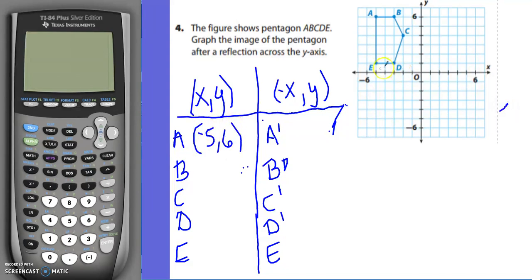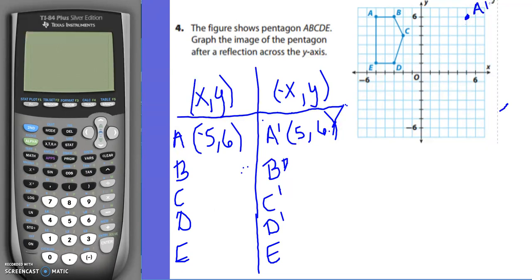Okay, A has the value -5, 6. So I go to the left 5, up 6. We're going to take the opposite of -5, which is 5, and we're going to keep y the same. So we're going to go 5, 6. So let's count 1, 2, 3, 4, 5, and we're going to go up 6. 1, 2, 3, 4, 5, 6. We're going to call this A prime.